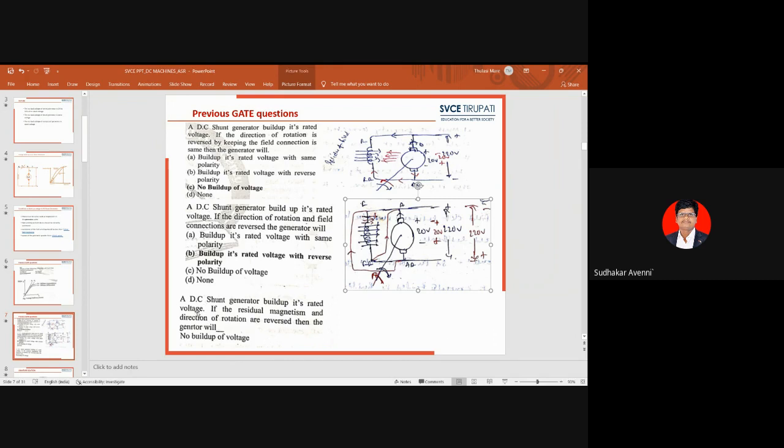Next, see one more question. A DC shunt generator builds up its rated voltage. If residual magnetism and direction of rotation are reversed, then the generator will.